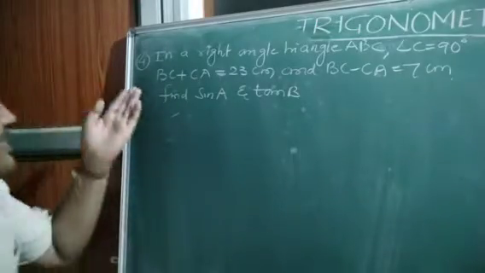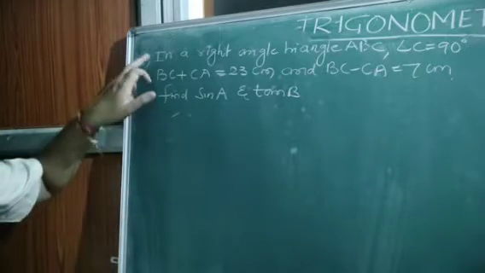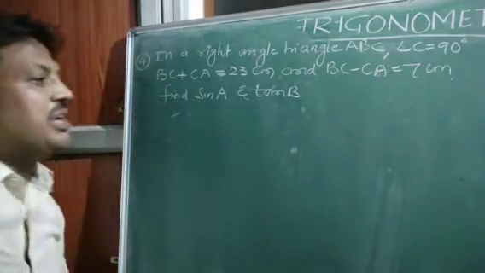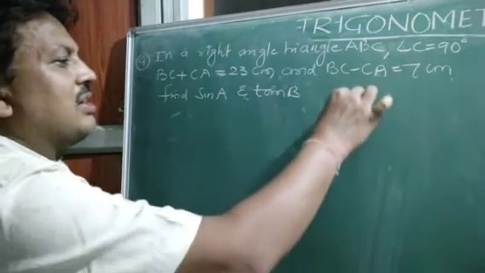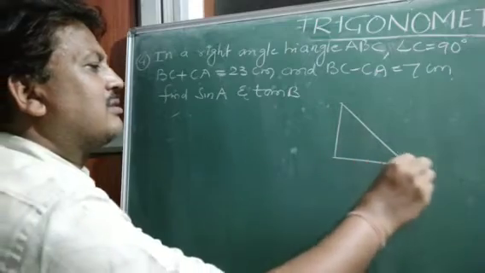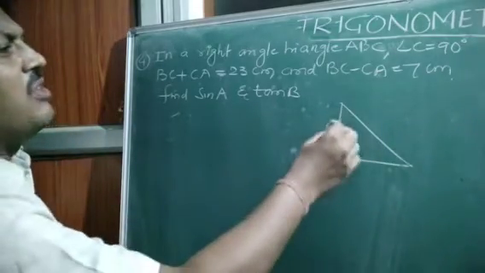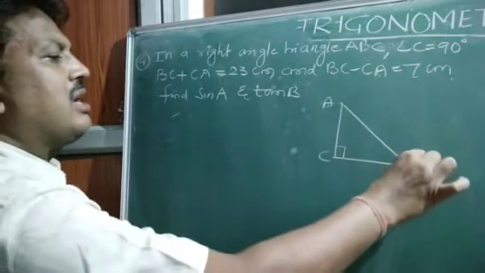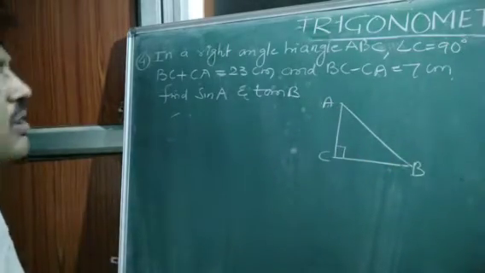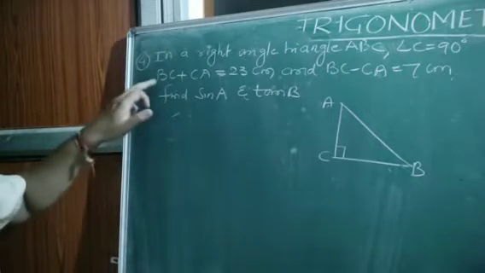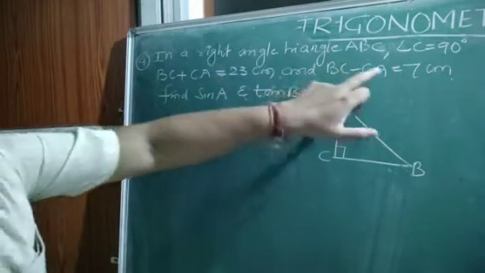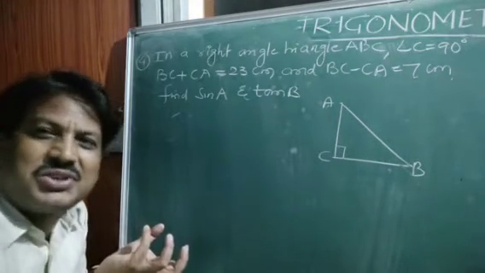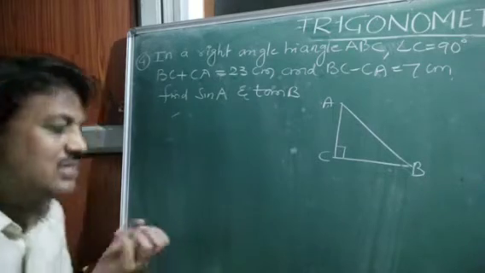Okay children. See question number 4. It says that in a right angle triangle ABC, angle C is equal to 90 degree. So there is a right angle triangle ABC in which angle C is 90, that is, this is angle C. The remaining you can write this A or this A, that does not matter. Okay children, what is given? BC plus CA value is given, BC minus CA is given. Here sides are not given. It is given in the form of equations. So first of all we should find the sides.